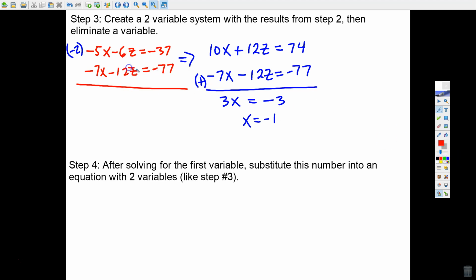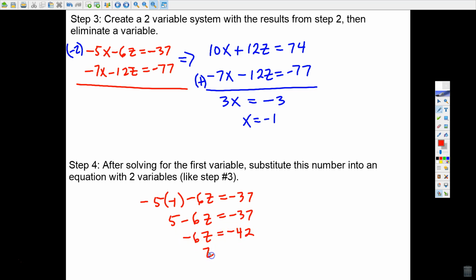I'll just go with the top equation. Again, it really doesn't matter. So negative 5 times negative 1 minus 6z is negative 37. 5 minus 6z is negative 37. Negative 6z is negative 42. So z is 7. All right, so 2/3 of our answer is complete.